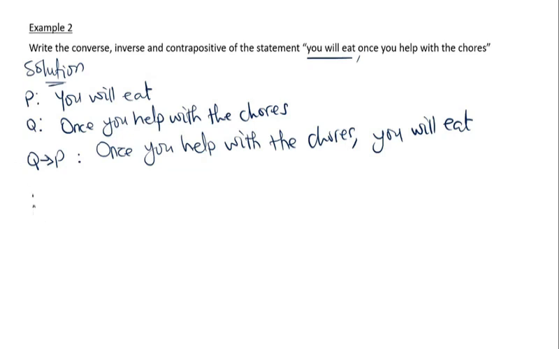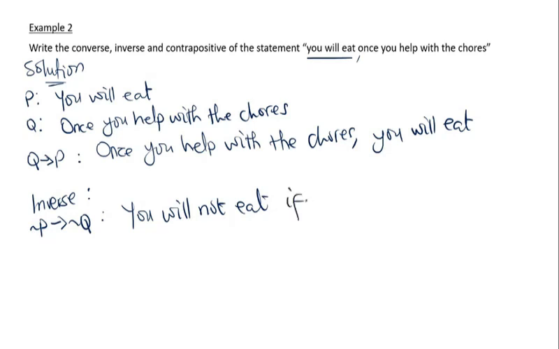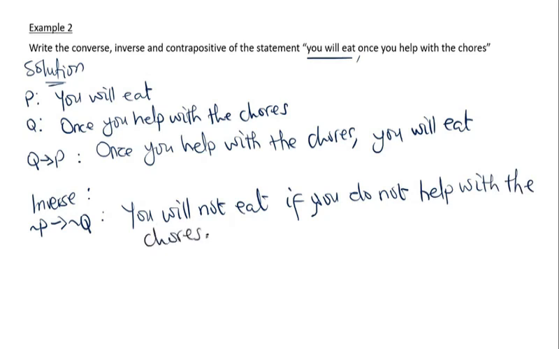Now, the inverse. For the inverse, we know we are bringing negation of P implies negation of Q. That is the inverse of the original statement. And then it will say, you will not eat if you do not help with the house chores. So the inverse is, you will not eat. The not over here is what the negation is for. You will not eat if you do not help with the chores, sorry. So this is the inverse of the original statement.